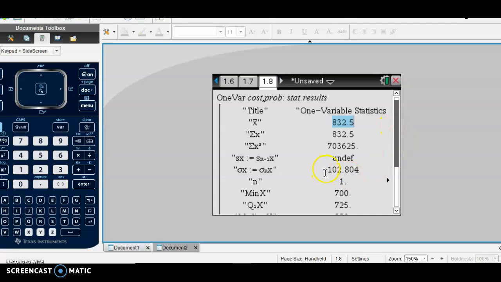Let's look at my standard deviation. Here's my new standard deviation. The old one was 102.804. Well, the standard deviation didn't change, so adding does not affect spread. Multiplying affects spread. Adding is only going to affect the center.